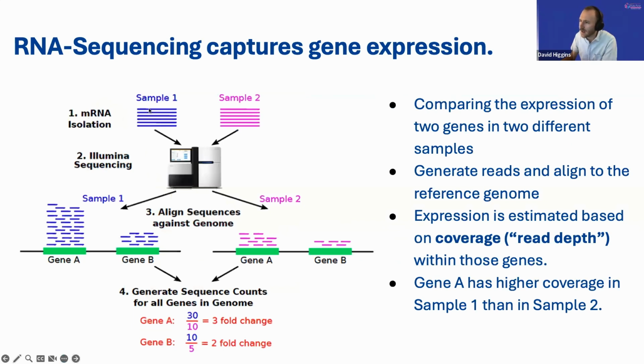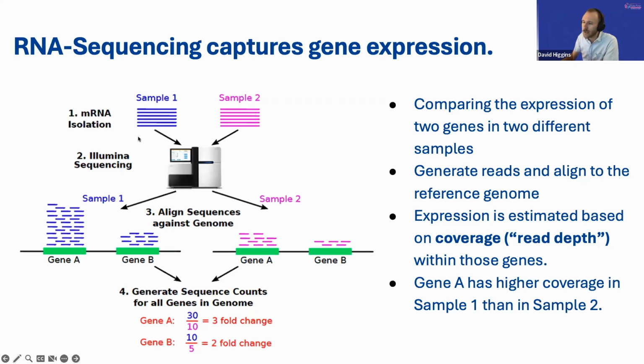So that's our overview of where we're going here, what I've been describing in more of a pictorial format. We want to compare the expression of two genes in two different samples. Here is a collection of RNA collected from sample 1, and here's a collection of RNA from sample 2. So we'll generate reads and align them back to the reference genome.